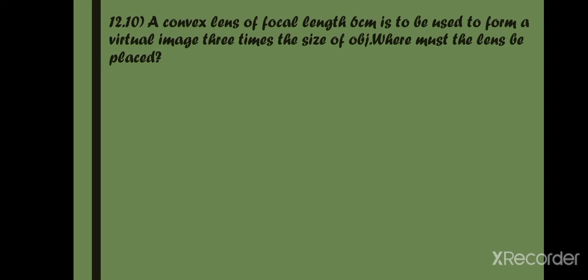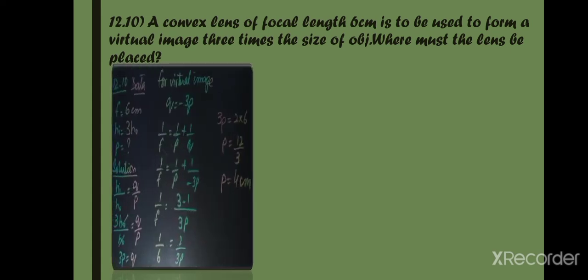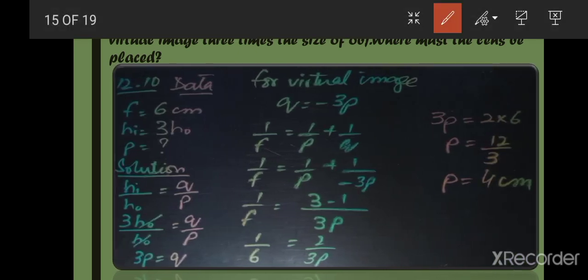Where must the lens be placed means you have to find out P. It means from where must the lens be placed with respect to the object. So it is P which is required. You can see F is 6 cm and HI, height of image, will be 3 times the height of object. So we write HI equals 3H naught. P is required, so let's start with the formula for magnification.